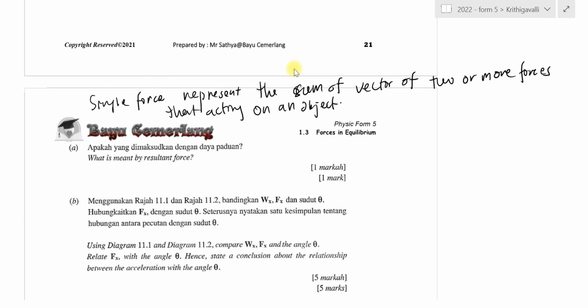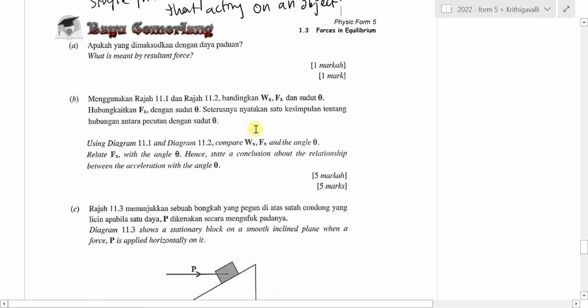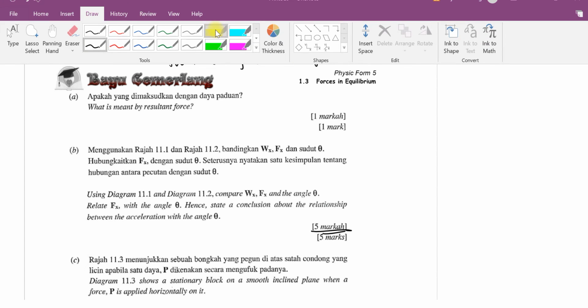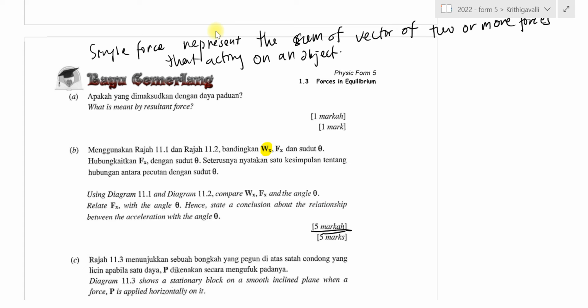Okay, something like that. Now question B is just compare only. Okay, you compare what they ask us to compare. They give you 5 marks. Make sure you know what are the 5 points. You need to compare Wx, the Fx, and then theta. Soalan yang paling senang di dunia. You tengok gambar dan bina ya. Okay, and then relate your Fx with the theta, and then state a conclusion about the relationship between the acceleration and the angle.